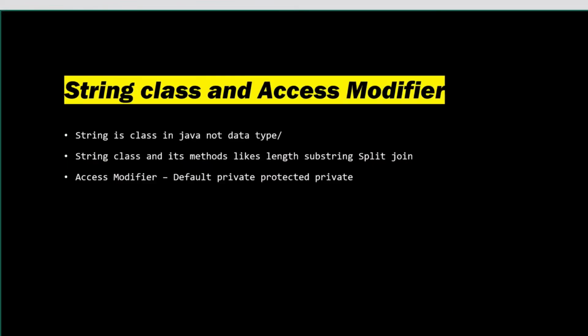Okay. Once that is covered, we'll move ahead with the string class and access modifier. So what is a string class? When I say string, string is a class in Java, not a data type. If you want to store a string type of value, some value in quotes, like your name, "my name is Rajkumar," this type of value has to be stored in a string. But string is a class and it is immutable.